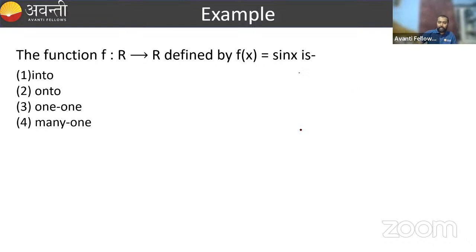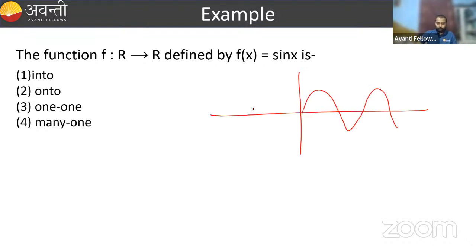The graph of sin x everyone knows. If you draw a horizontal line, it intersects the graph at more than one point. That means it is not one-one. It is not a one-one function.